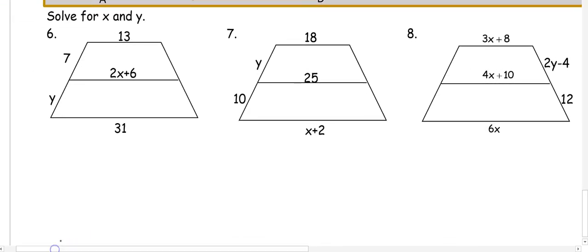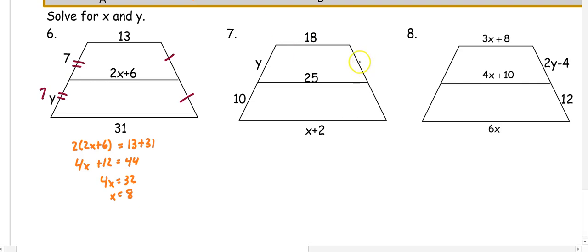So in number 6, remember that a midsegment splits the legs into two congruent parts. So y has a value of 7. To solve for x, our midsegment is 2x plus 6. So we're going to do 2 times 2x plus 6 equals, and we're going to add the bases together. So we get 4x plus 12 equals 44. We're going to subtract 12 from both sides, so 4x equals 32, and divide, we get x is 8.